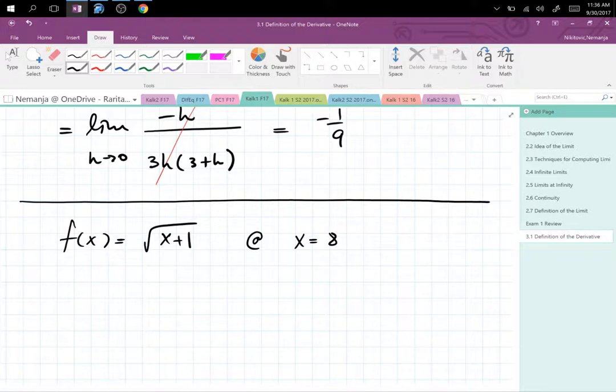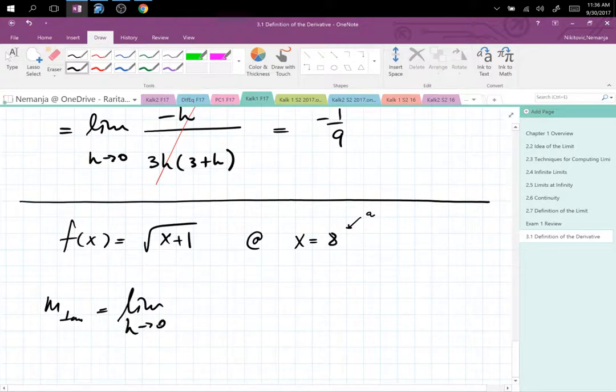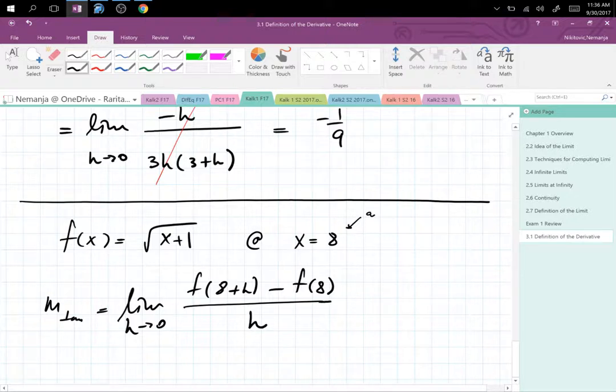Now you want to compute the slope at this point, right? So again, this is your a. a is 8. And you are setting up your m tangent. You will have your limit, h goes to 0, right? We streamline that. The top is now f of, well, let me write the formula. So a plus h. a is 8, so 8 plus h, minus f of 8, divided by h.